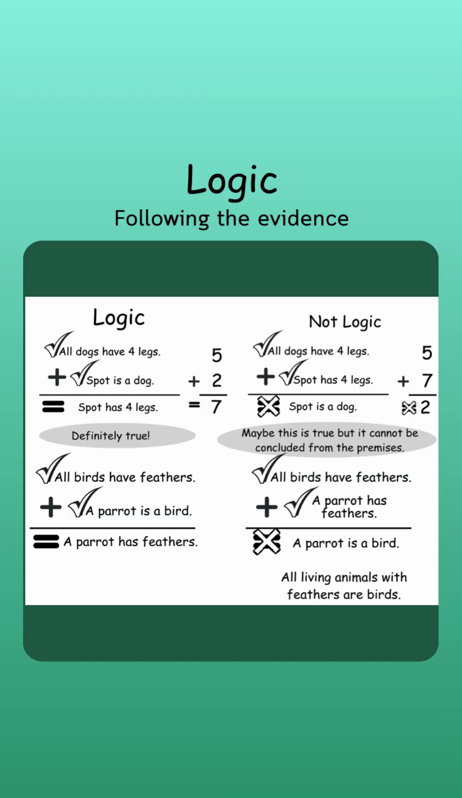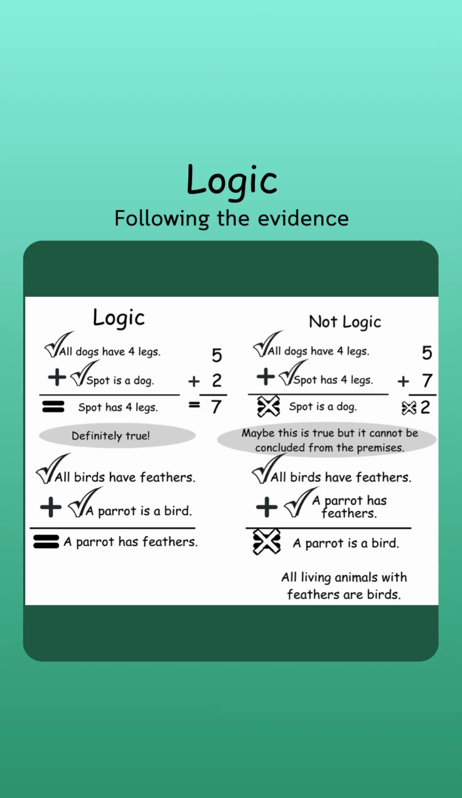But if we say that all dogs have 4 legs, Spot has 4 legs, we can't automatically assume that Spot is a dog, because there are other animals that also have 4 legs. So when we're looking at the information, we have to follow the steps to get to the conclusion. So just in the same way that 5 plus 2 equals 7, we know that 5 plus 7 does not equal 2. So it's the same fallacy in the second 2 arguments. So let's talk about another example.